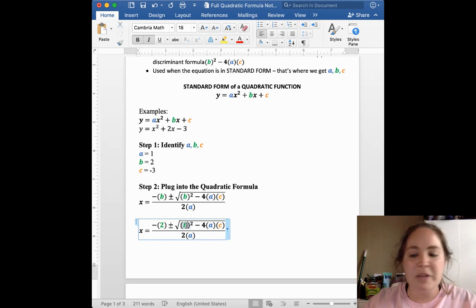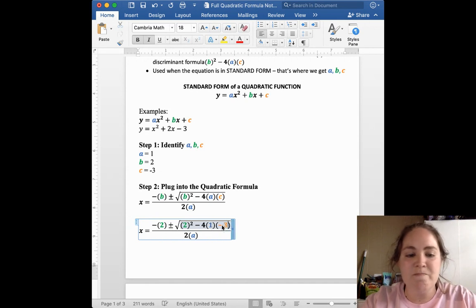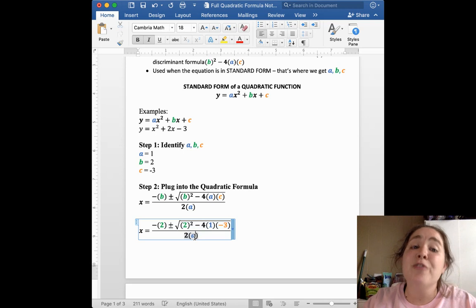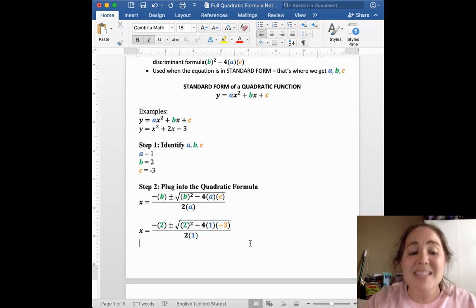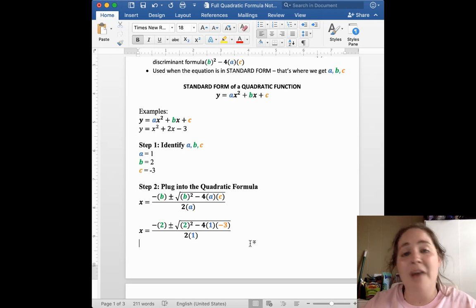Again, we're going to use our B value, still positive 2. Our A value comes next. And then our C value, negative 3. And then on the very bottom again, we've got that A value. That's it. We've just set up the quadratic formula. That's all you have to do.